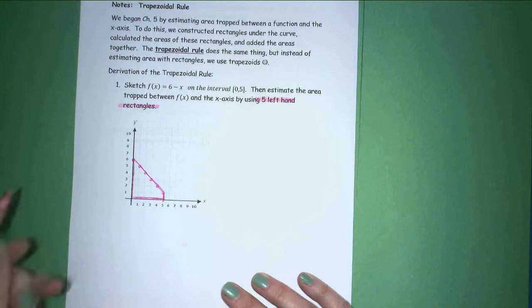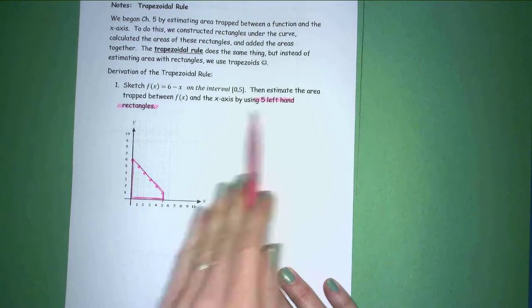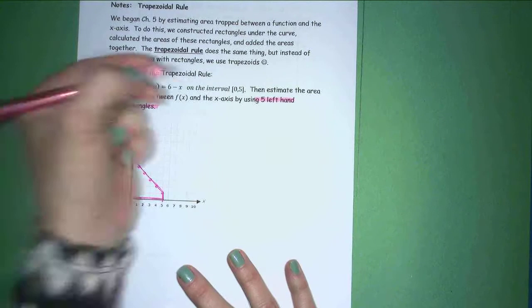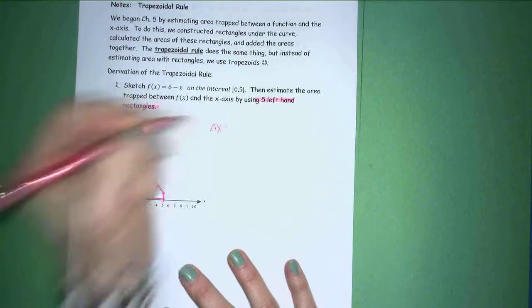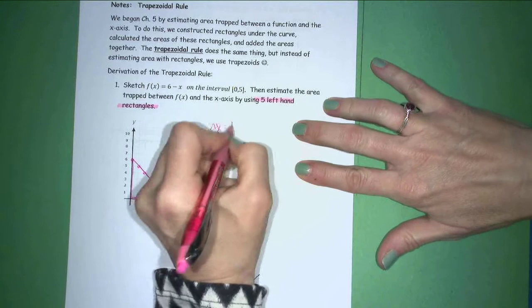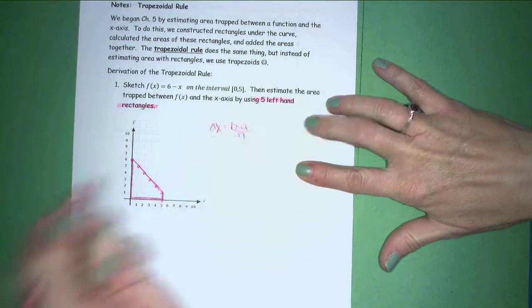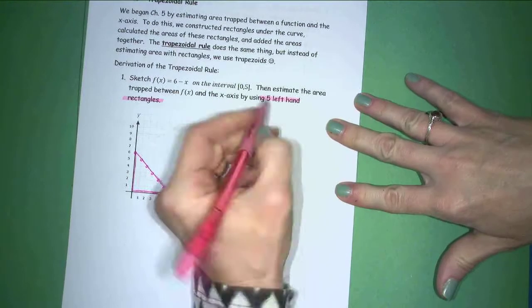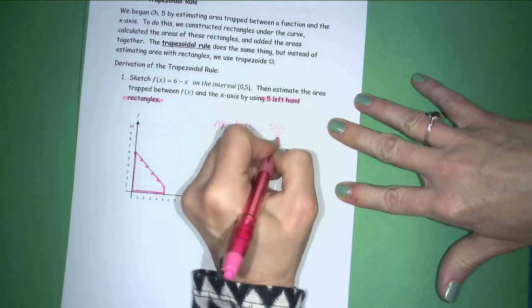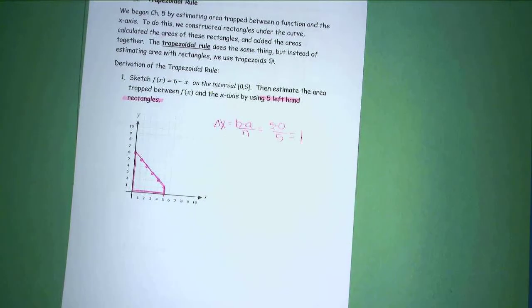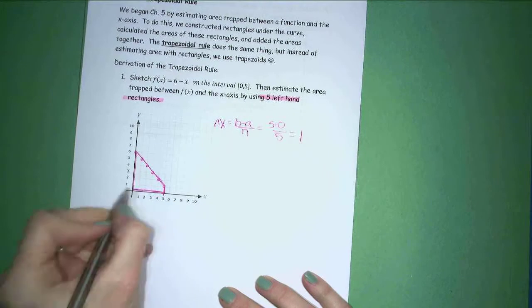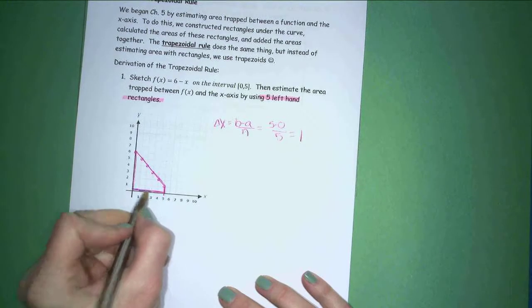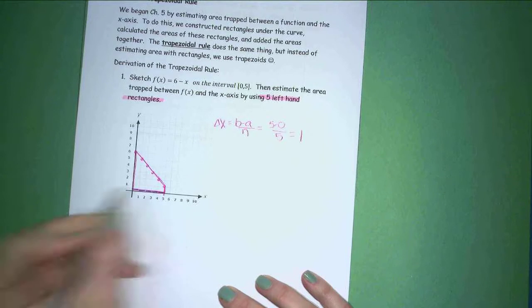And they want me to use 5 left-hand rectangles. So by now we know we need to find our delta x. Delta x is b minus a over n. So 5 minus 0 over 5 is giving me that nice sub-interval length of 1 unit for every rectangle. Okay, so I'm going to go ahead and section that off. 0 to 1, 1 to 2, 2 to 3, 3 to 4, 4 to 5.